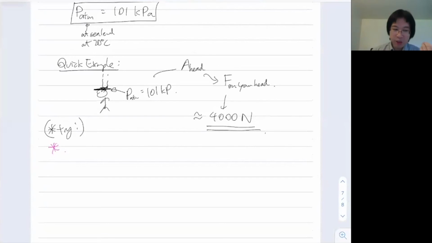What you need is 3 abilities to be able to answer real life problems. Well, I guess this is as real life a problem as I can get. Number 1 is you need the physics concepts, because if you don't know pressure, stuff like that, there's no hope.